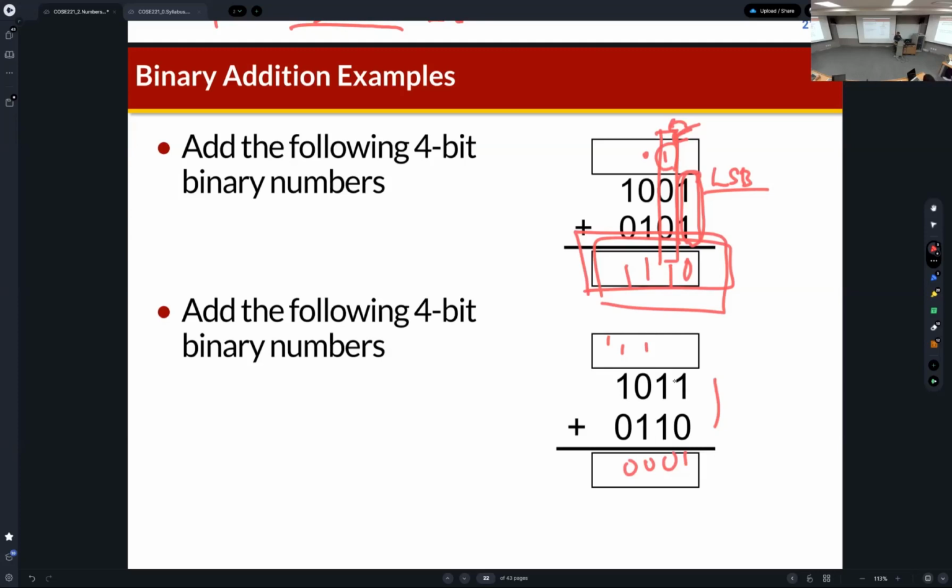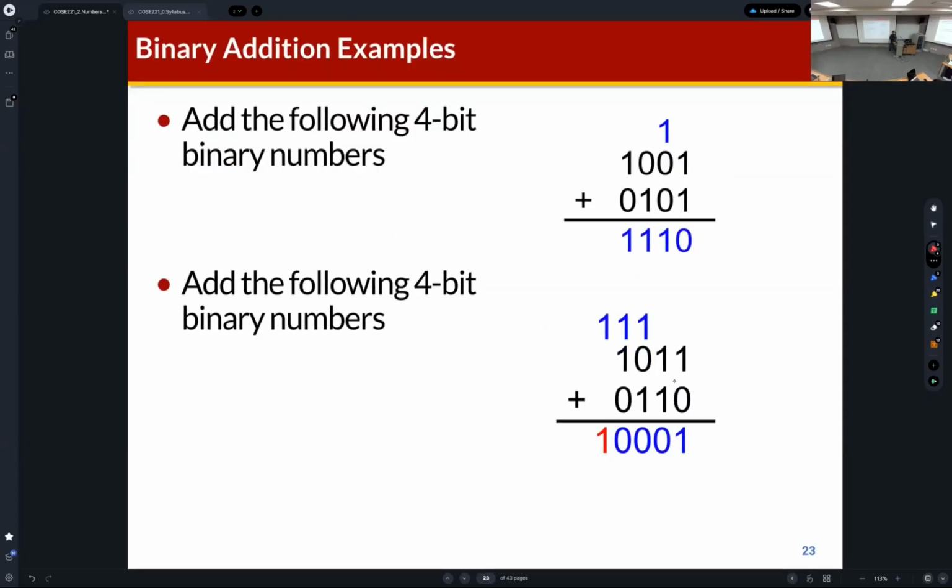The result also has 4 bits, but this result is incorrect. It's wrong. Why? The carry is generated at the MSB, the most significant bit of the binary number. So actually, the correct answer is 10001, which means that if we use 5 bits for the result, then we can generate the correct answer for this operation. For the first operation, 9 plus 5 is 14. The correct answer for this one is 11 plus 6, which is 17.